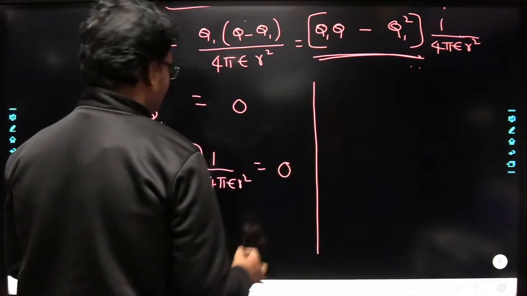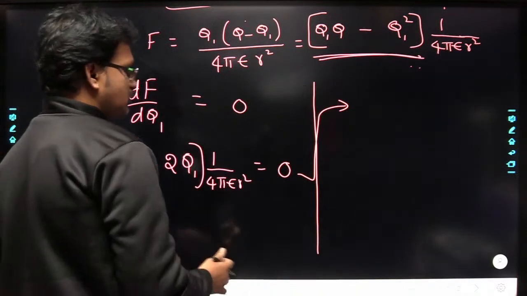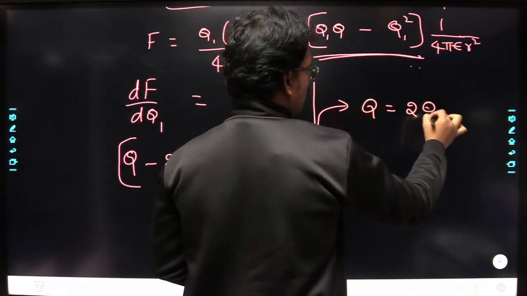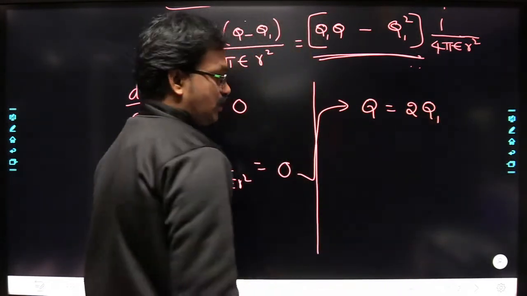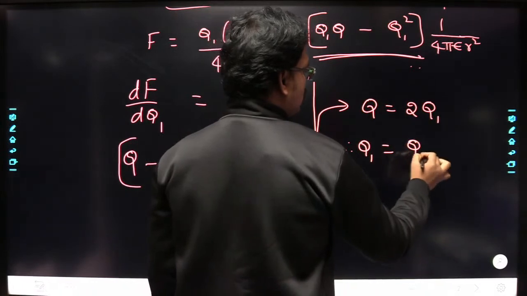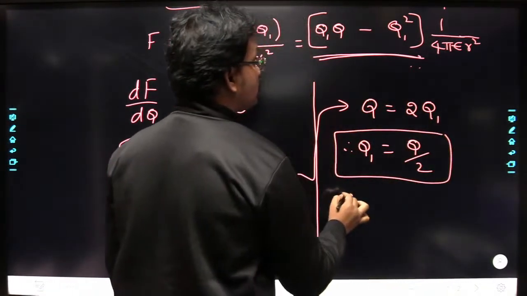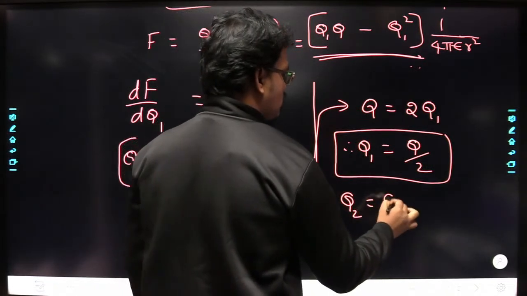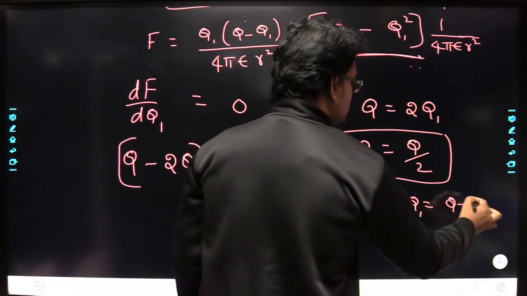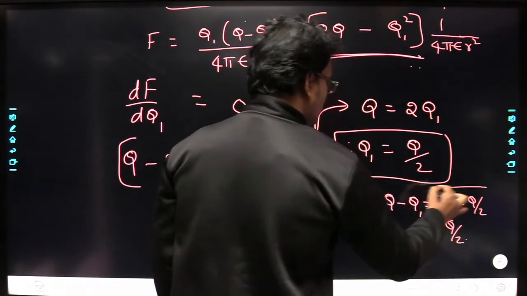So from here, if you equate this equal to 0, what you are going to get? Q is equal to 2 times Q1. So therefore Q1 is equal to Q by 2, and we know that Q2 is equal to Q minus Q1, that is Q minus Q by 2, that is equal to Q by 2.